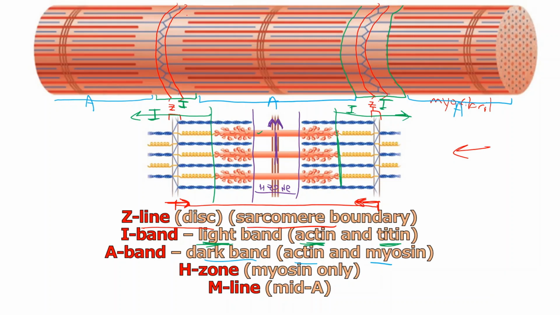If you want to see it in this picture up here, you can barely see, let's see where I'm drawing right there. Here would be the H zone and the M line right in between it. It's not a Z line this time. That's the H zone and the M line. So they're the major characteristics of a sarcomere.